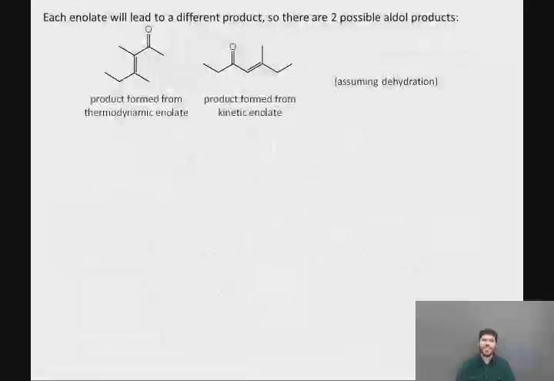Okay, so depending on which enolate you form, you will get a different product. There are 2 possible aldol condensation products, assuming dehydration happens, which is the case that we want to be in if we're using a ketone as a starting material. On the left-hand side, we have the product formed from the thermodynamic enolate, and on the right-hand side, we have the product formed from the kinetic enolate. As you can see, these 2 molecules are structural isomers of each other.